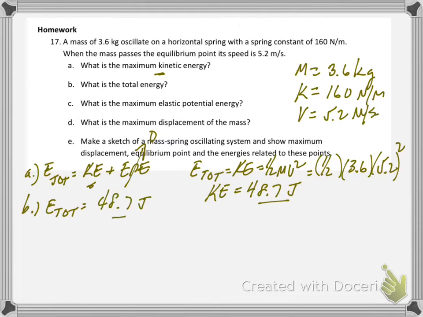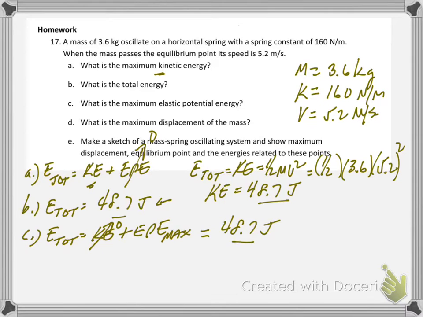C, what's the maximum elastic potential energy? All right, so we go back to our E total equals kinetic energy plus EPE. The maximum EPE is when the spring is stretched all the way or compressed all the way, which means there's no velocity, no kinetic energy. So now we have EPE max is equal to E total, and we already said that E total was 48.7, so that's our answer again, 48.7 joules.